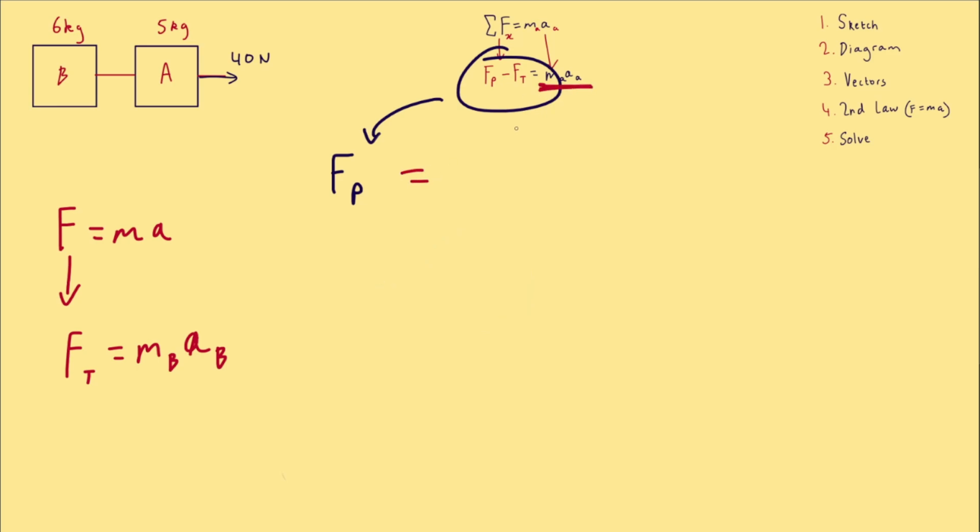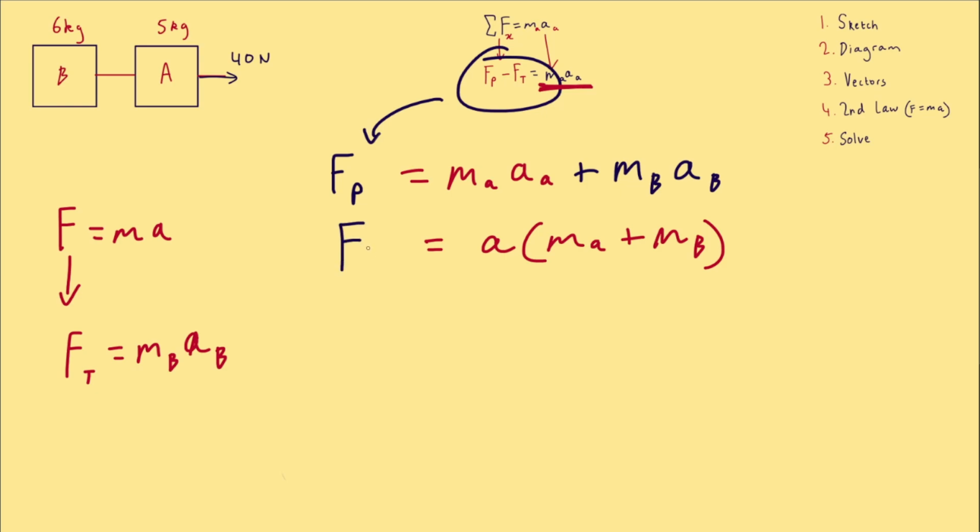FP is equal to the mass of A times the acceleration of A, plus the same thing for B. So mB aB. Now since these are connected and the cord is tight, that means the acceleration of these boxes should be the same. The acceleration is equal across this chain of ice cream tubs. That means we can go ahead and factor out a. And we get a times the mass of A plus the mass of B. And that's our FP. There we go.